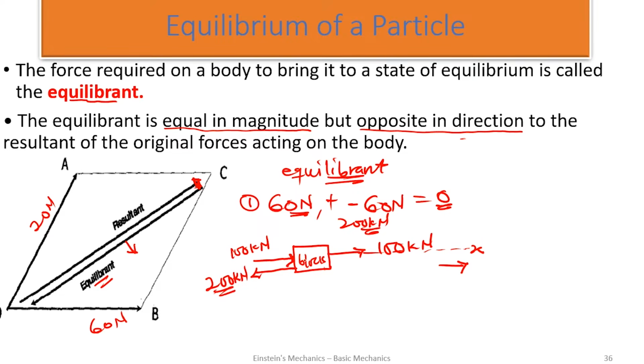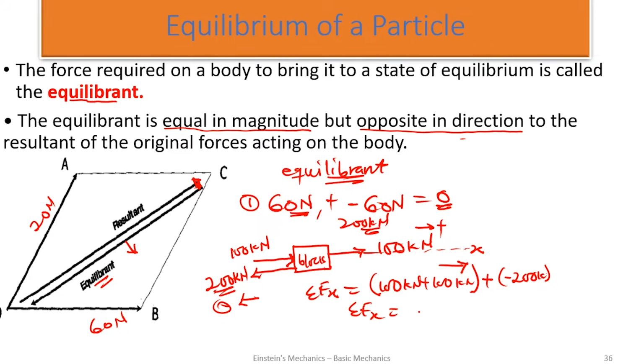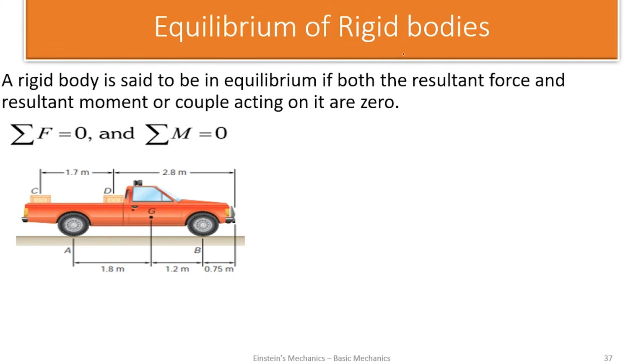So this block is now in equilibrium, because if you are summing forces on the x, and I choose this direction to be positive, I will have a positive 100 kilonewton plus another positive 100 kilonewton. This is in the negative direction, negative 200 kilonewtons. So in all, the summation of forces on the x will be zero, meaning the block is now in equilibrium. So simply we say that the equilibrant is equal in magnitude but opposite in direction. Are we okay?